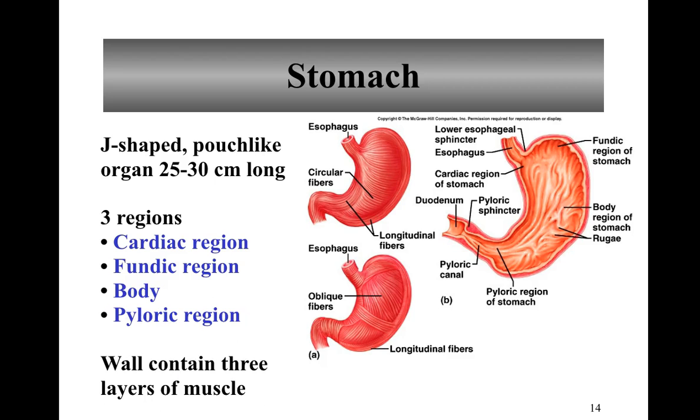The walls contain three layers of smooth muscle that help to churn and mix the food with the acid and enzymes and aid in digestion.